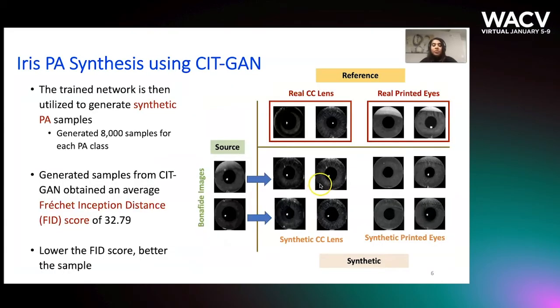Some examples of the translation in the trained network from bona fide to PAs are given in this figure, where the network takes in bona fide images as input and, using reference images as shown over here, translates them to different PAs. We synthesized 8,000 samples for each PA class for analysis and got a Fréchet inception distance score of 32.79. This is a distance score that analyzes statistics of synthesized data with respect to real data. So the lower the FID score, the better it is.